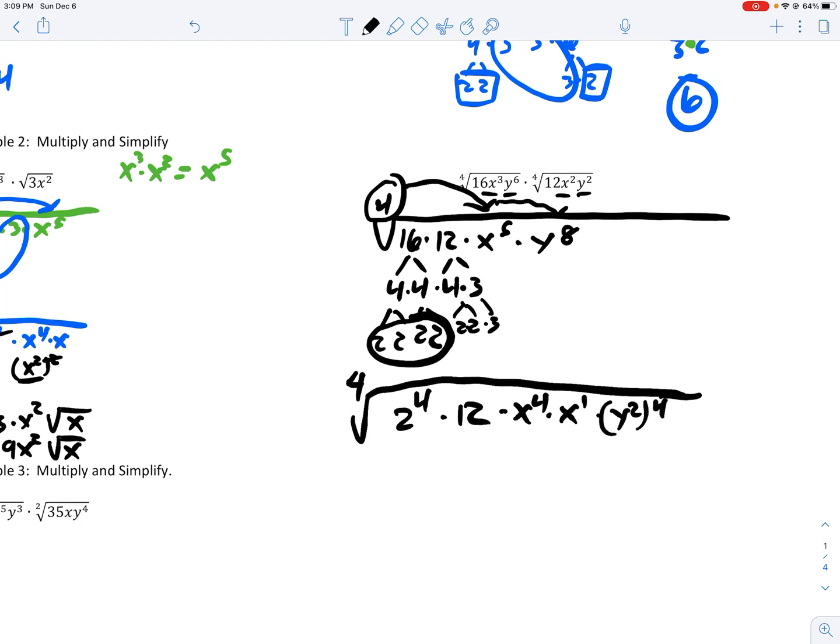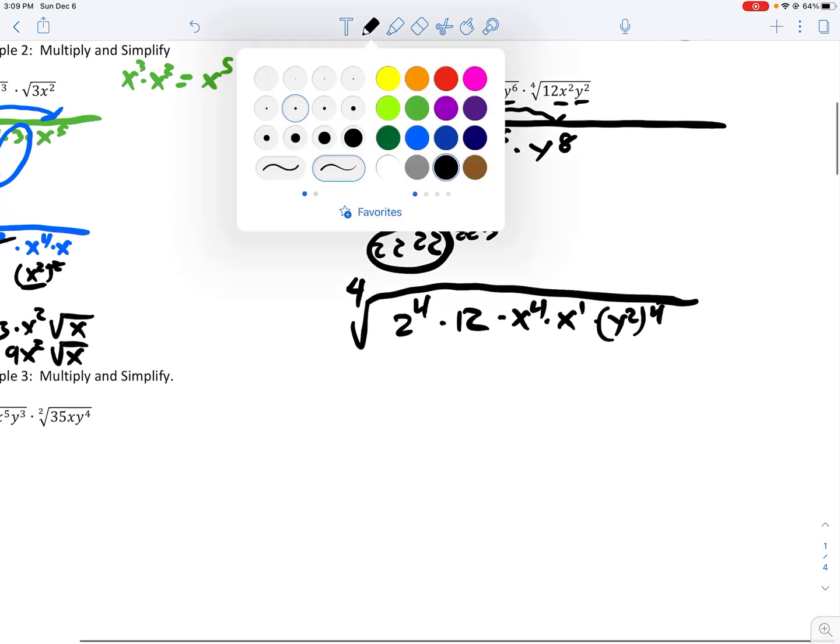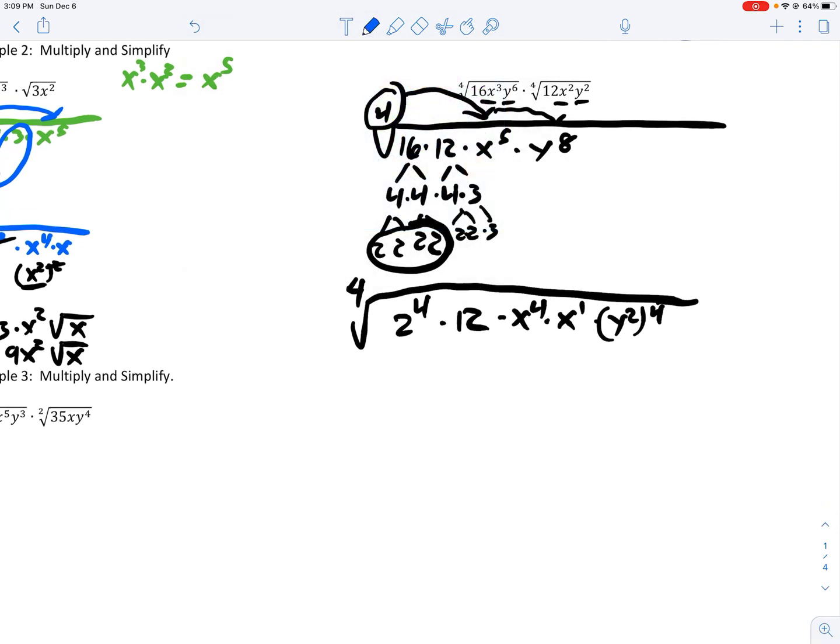So now when I take the 4th root, again, the 4 is basically reduced with everything that has a 4. So the 2 comes out, the x comes out, and the y squared. What's left is the 4th root of 12x, because neither one of the 12 or the x were to the 4th power. Everything else to the 4th power will come out, because you have 4 of those.